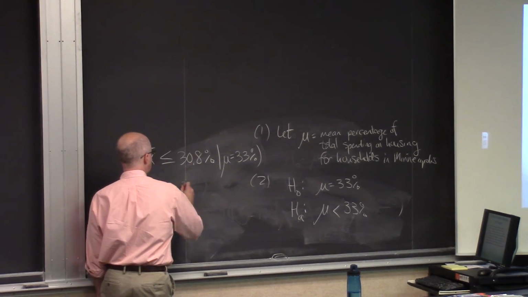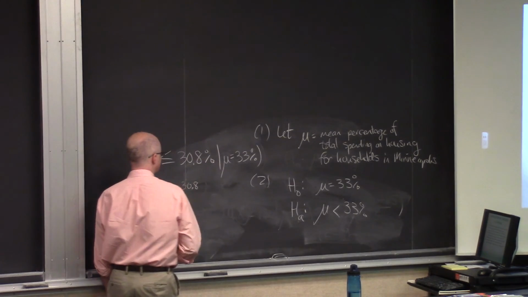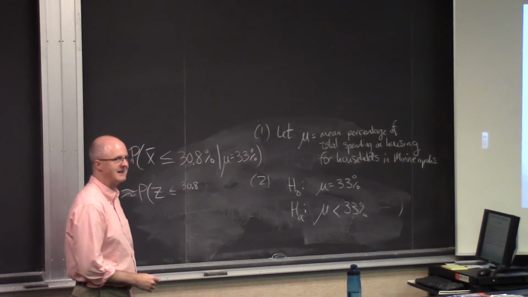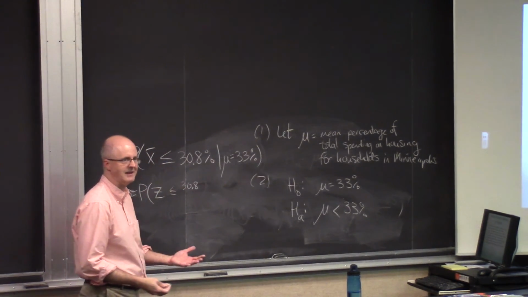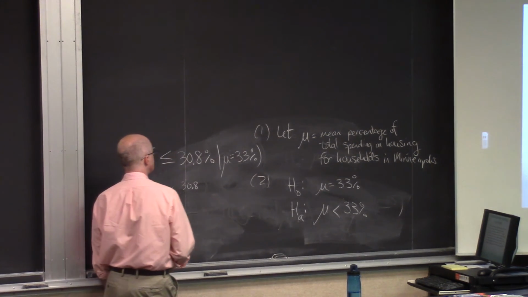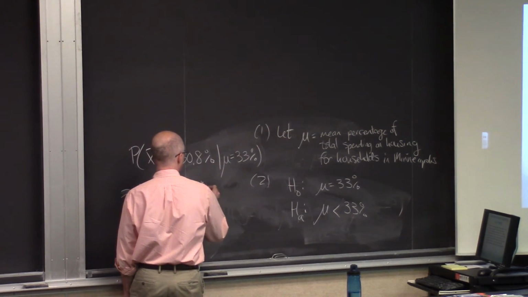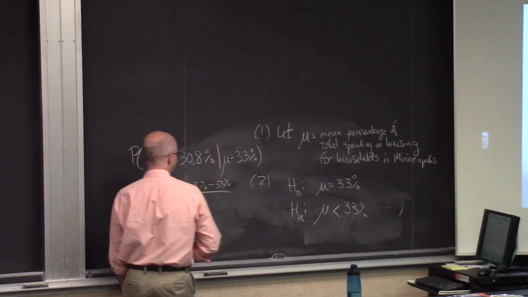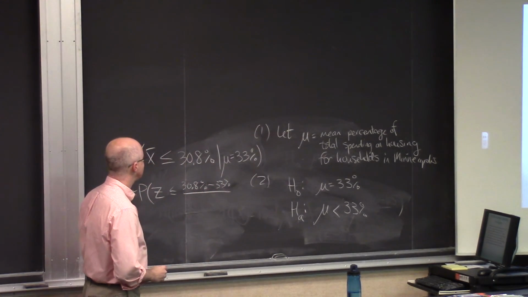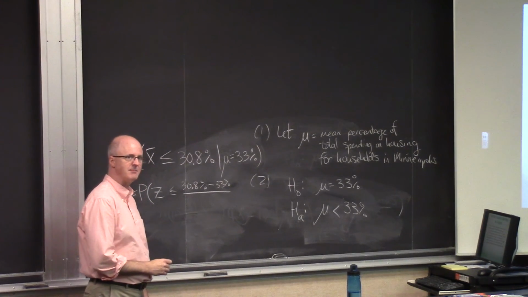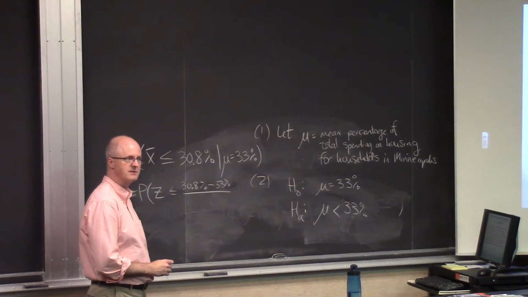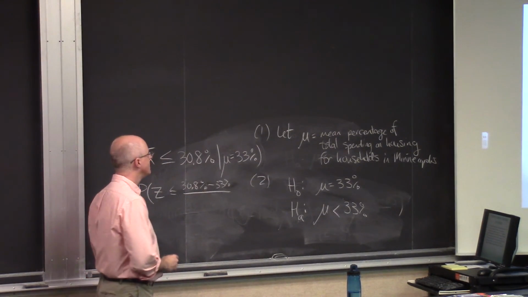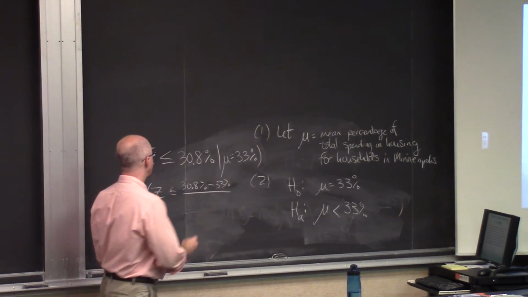Convert the 30.8 to z. You can include the percent sign in there or not. It would cancel anyway in the z-score calculation. Maybe I should include it. It's going to cancel out because the sigma is going to have a percent sign as well, so the percent sign goes away. The sigma is 9.2%.